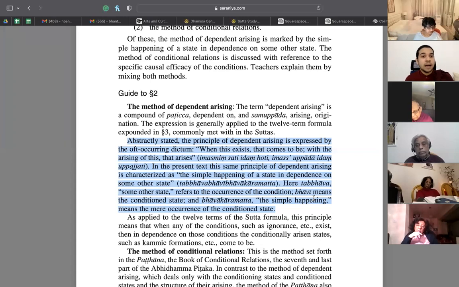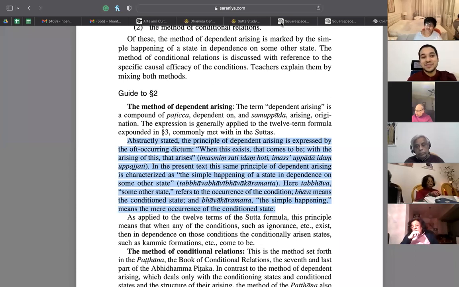For example, let's go back to Pathavi, Apo, Tejo, Vayo. In the Pattana, by the grace of Annamanna Paccaya, Pathavi, Apo, Tejo, Vayo mutually support one another to exist. In the Paticcasamuppada, avijja paccaya sankhara, sankhara paccaya vinnana, and namarupa giving rise to salayatana. And because of salayatana, phassa. Now, two entirely different scopes of analysis.